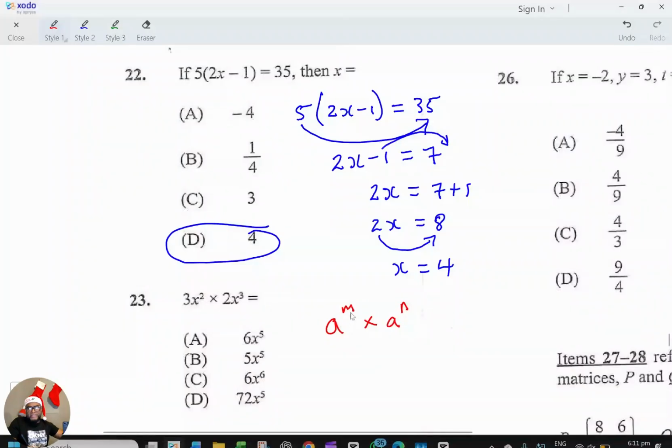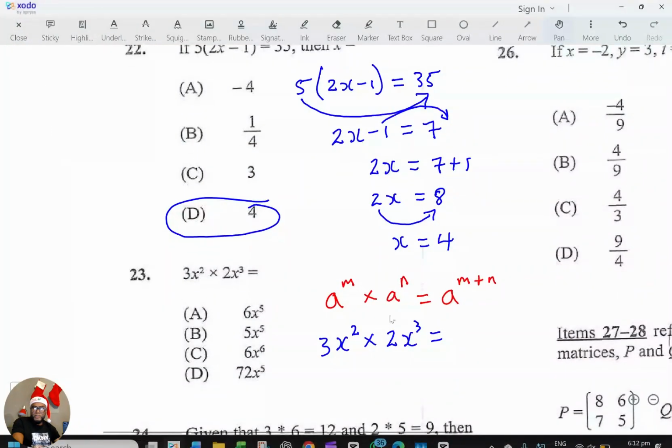For index laws, if you have a to the n power multiplied by a to the n, you simply have to add the powers if it is the same base. Once it is the same base, you add the powers. So this is 3x to the second power multiplied by 2x to the third power. Multiply the whole numbers first. What would we get? 6. Then add the powers: 6x to the power of 5.